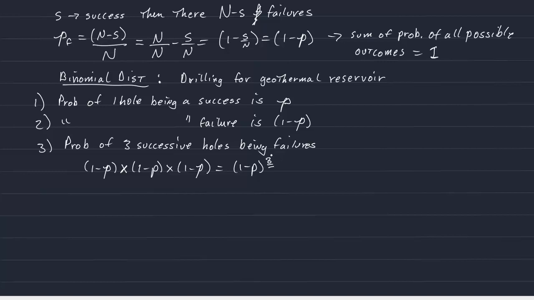I'm going to warn you here, this little 3 is going to disappear because I'm actually going back and editing my video. It's going to change into an n, so just ignore that when that happens. This should be 1 minus p to the third power. Or the probability of n, little n, successive holes being failures is 1 minus p to the n power.